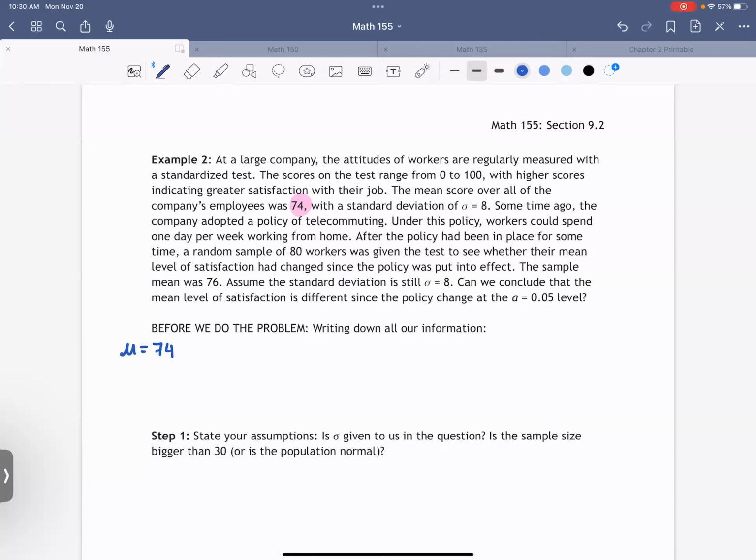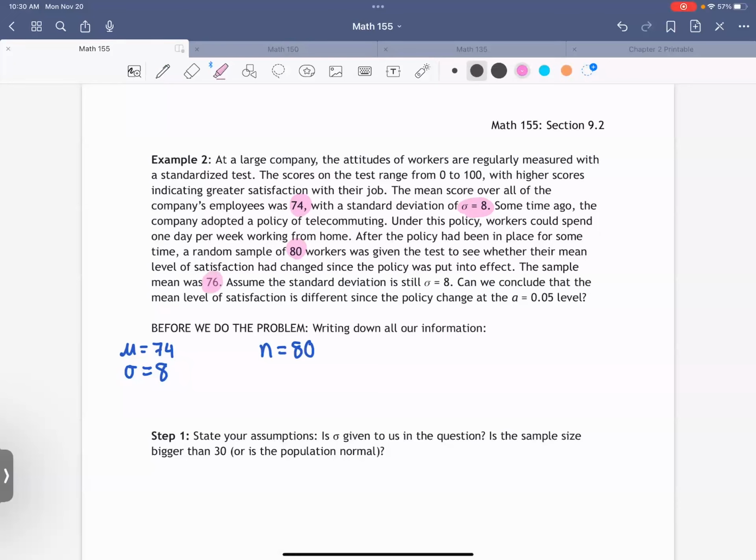With a standard deviation, it literally tells us the symbol. That's so nice. Sigma equals 8, right? So under this telecommuting process, workers could spend 1 day, and so on. Now we're taking a random sample of 80 workers. Do we all agree that n is 80 here? Cool.